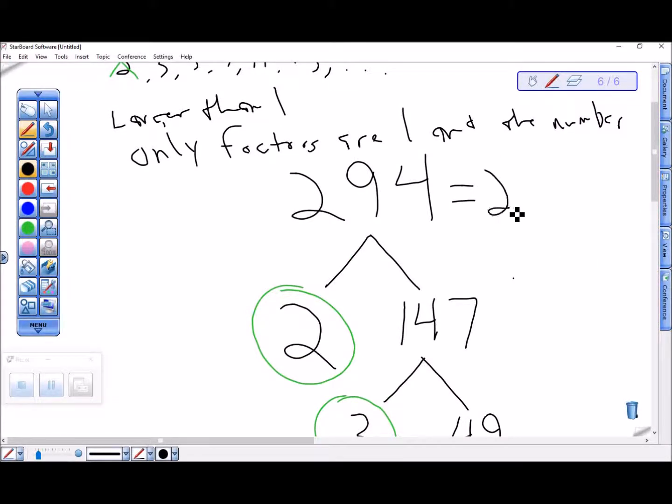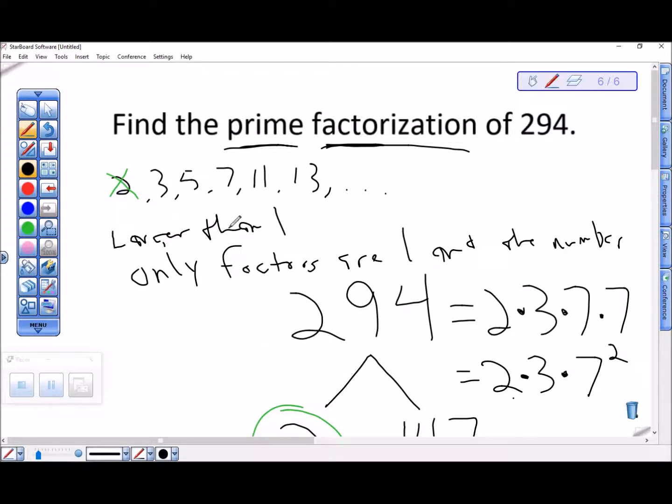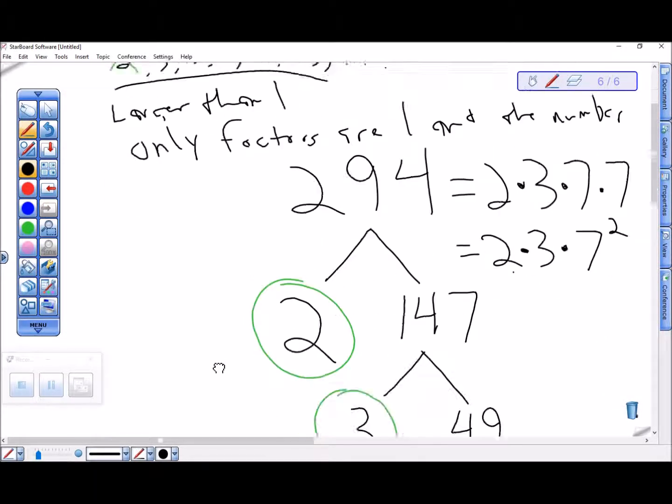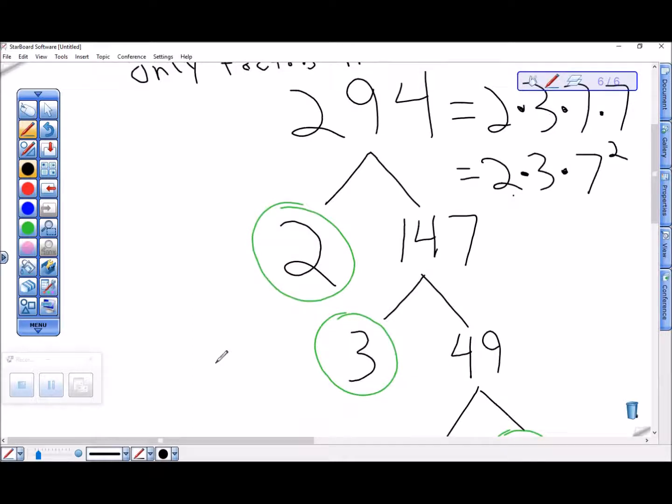294 is 2 times 3 times 7 times 7, or sometimes, since this is itching to get us closer to number theory, I'll write this as 2 times 3 times 7 squared. So the prime factorization of a number, take that number and write it as a product of primes. One way you can do that is by making this tree.